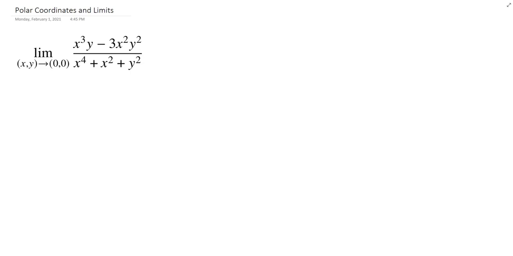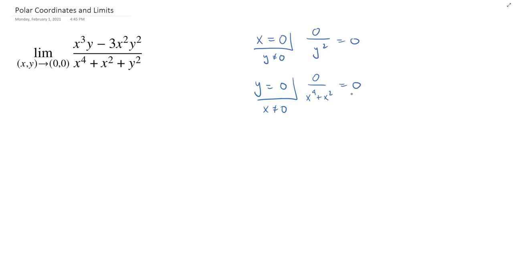When we tried to figure out what the limit should be, or if it even exists at all, we maybe tested a couple of different directions. We said, well, what if x is 0 and y is not 0? Then you ended up with 0 over y squared, which was 0, which automatically tells us if the limit exists, it better be 0. But maybe the limit doesn't exist, so we tried when y is 0 and x is not 0. In which case we still got 0 over x to the fourth plus x squared, which is always 0. So that's consistent with what we found above.